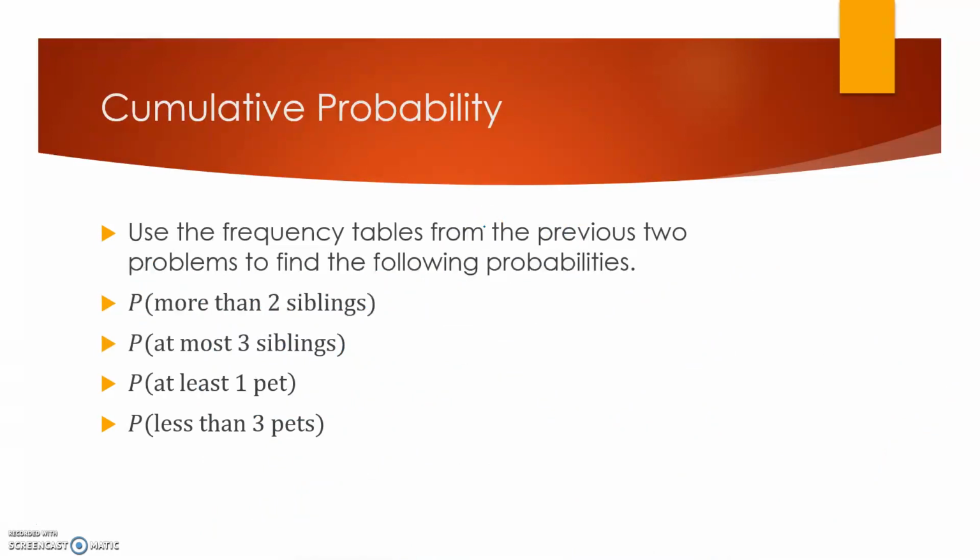All right. So cumulative probability takes multiple probabilities and answers a question like this: What is the probability that someone has more than 2 siblings? Now, this is going back to last semester, but this little p means probability of, and then whatever's inside. So this is saying probability of having more than 2 siblings.